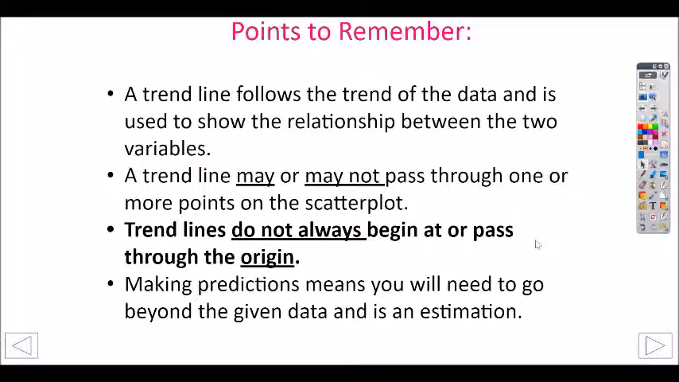Things to remember. A trend line always follows the trend of the data and is used to show the relationship between two variables. The trend line may or may not pass through one or more points on the scatter plot, as mentioned. Trend lines do not always begin at or pass through the origin. Also, making predictions means you will need to go beyond the data, and it is always going to be an estimation, not a guaranteed answer.